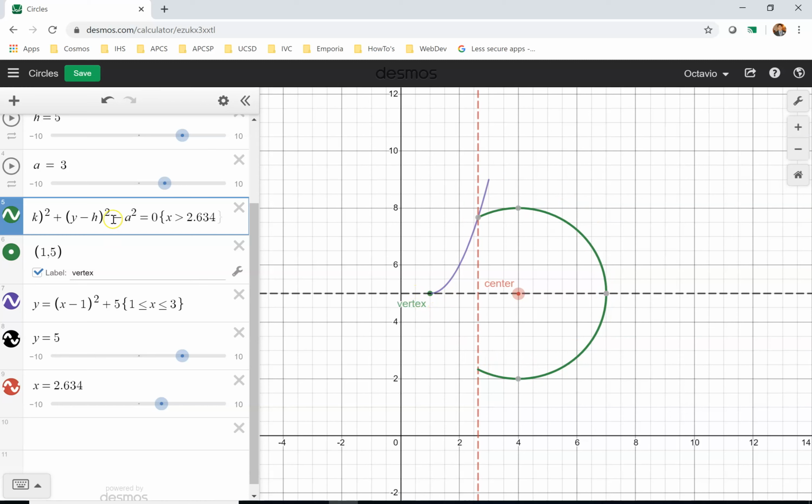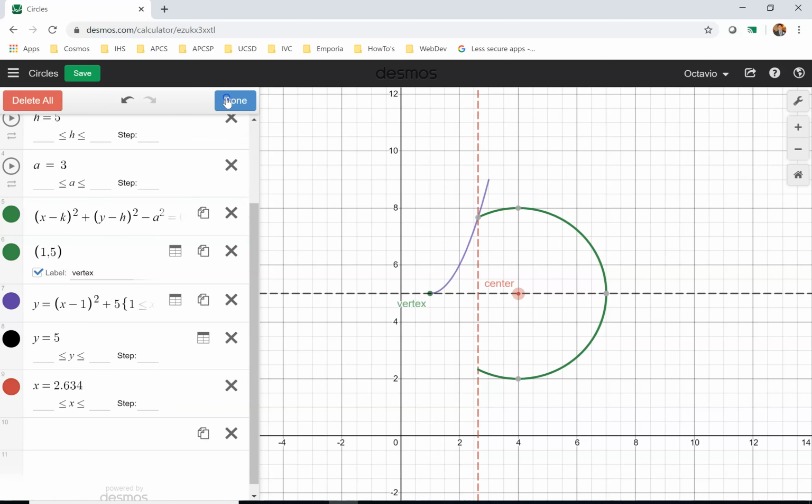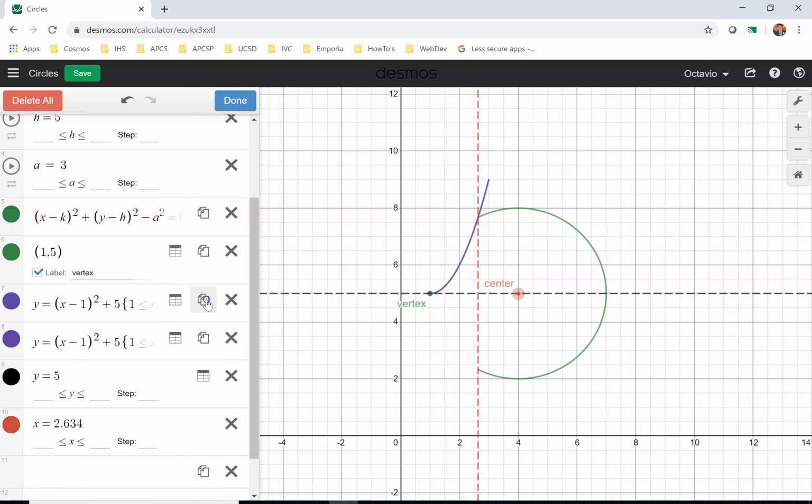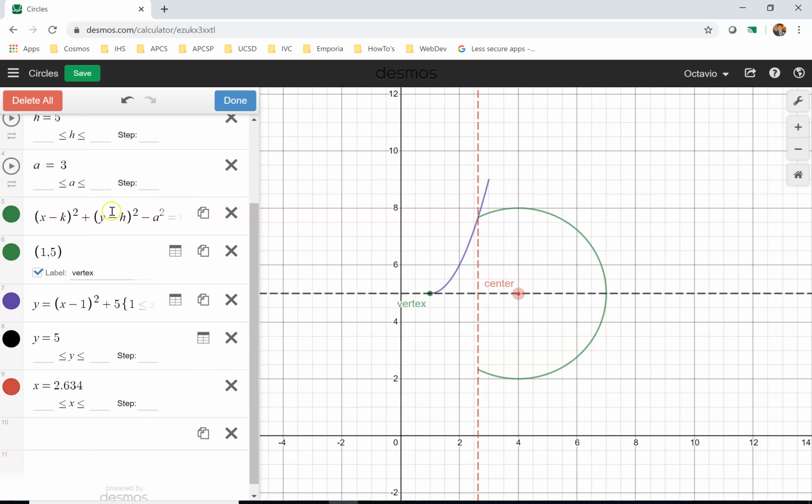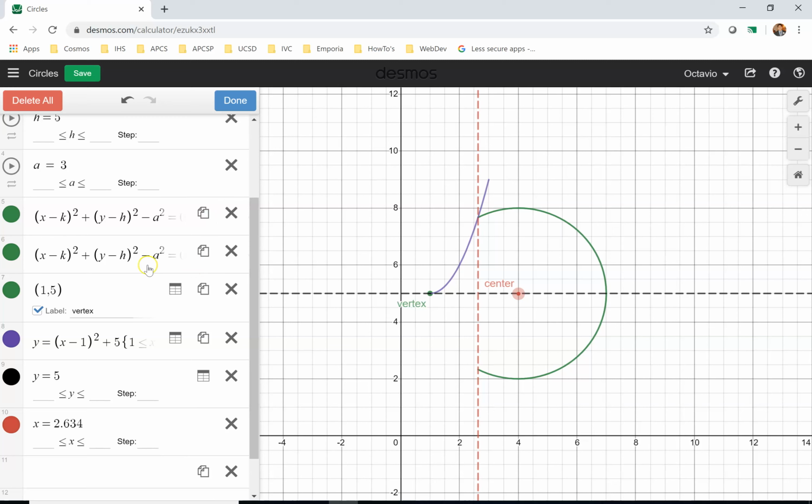What I'm going to have to do, and this is one way of doing it, not the only way, is go here to settings, which is something I haven't discussed yet. You can duplicate this. You can click here, duplicate the formula. Oh, that's not the one I want. Right here, the circle. You can duplicate it, and now you have two circles. And I'm going to click done.